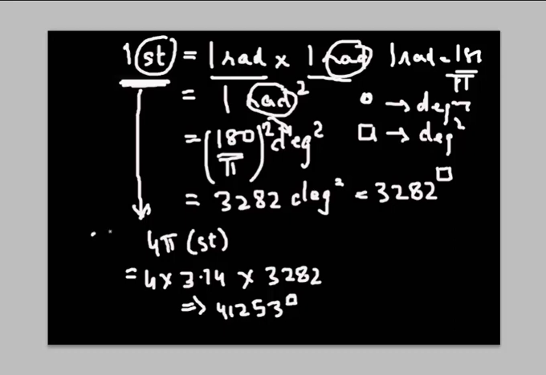And again, taking into account the entire surface area of the sphere, we know that 4 pi steradians make up the surface area. So 4 into 3.14 into each steradian is these many degree squares. So the total becomes 41253 degree squares. So these are the few key points that you can remember or commit to your memory while solving the numericals based upon radiation patterns. And this was it for today's tutorial.